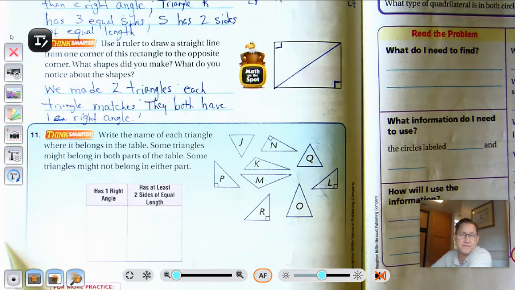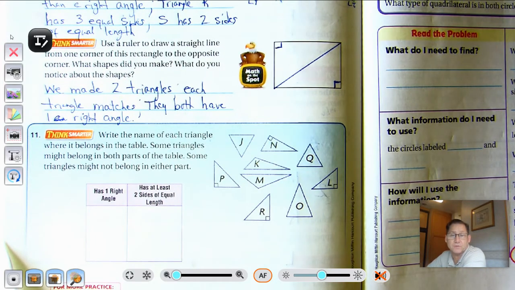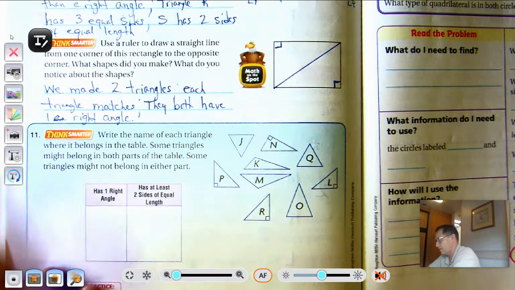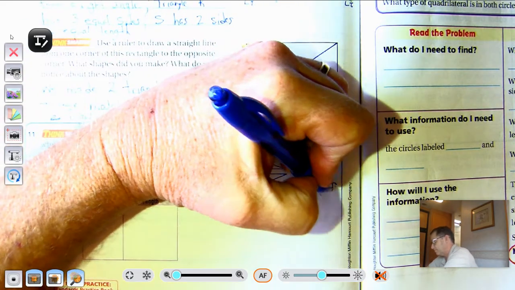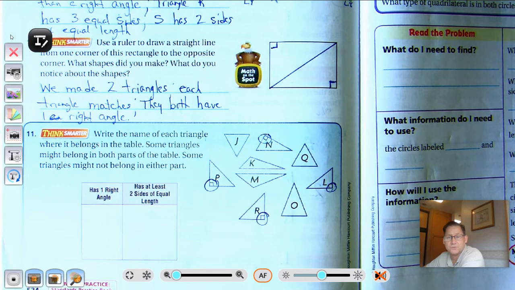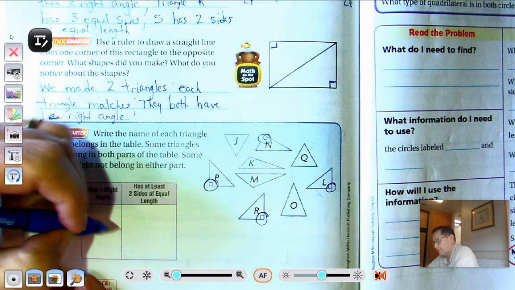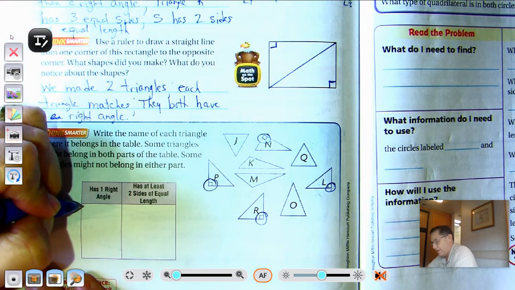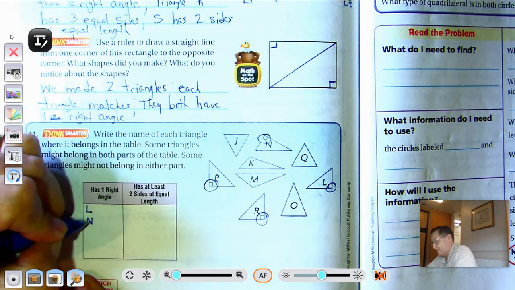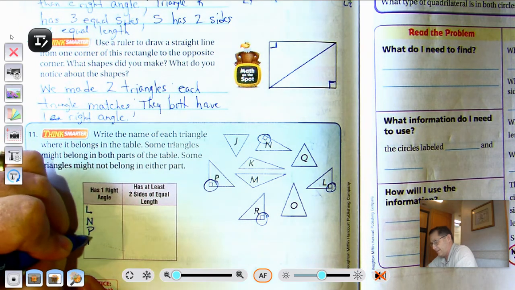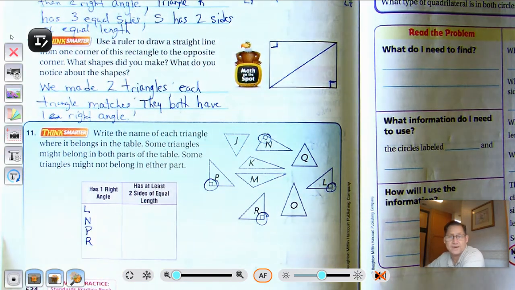And 11, write the name of each triangle where it belongs in the table. Some triangles might belong in both parts of the table. Some triangles might not belong in either part. All right, so which triangles have one right angle? Okay, well, let's look for the symbols. So all of those that have the blue square are right angles. So triangle L, triangle N, triangle P, and triangle R has one right angle.